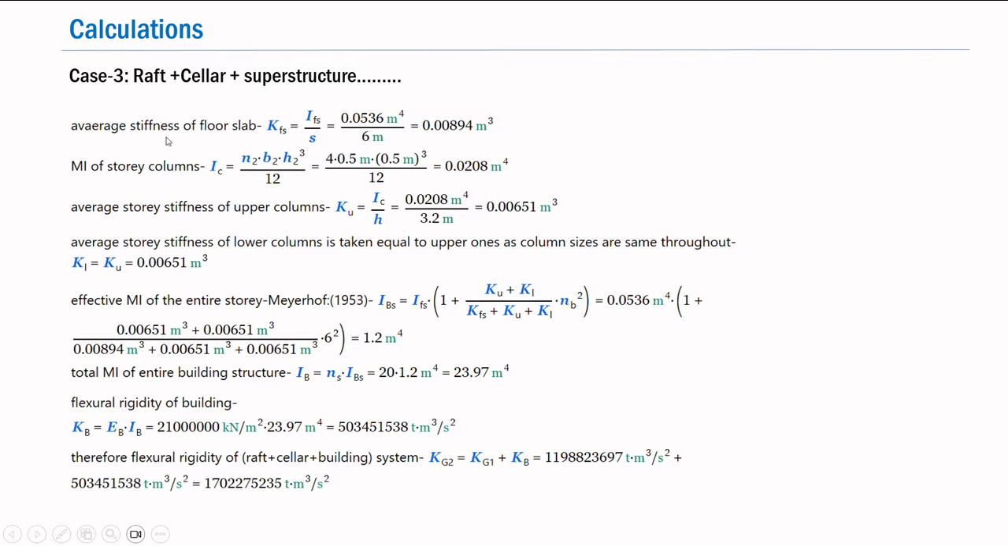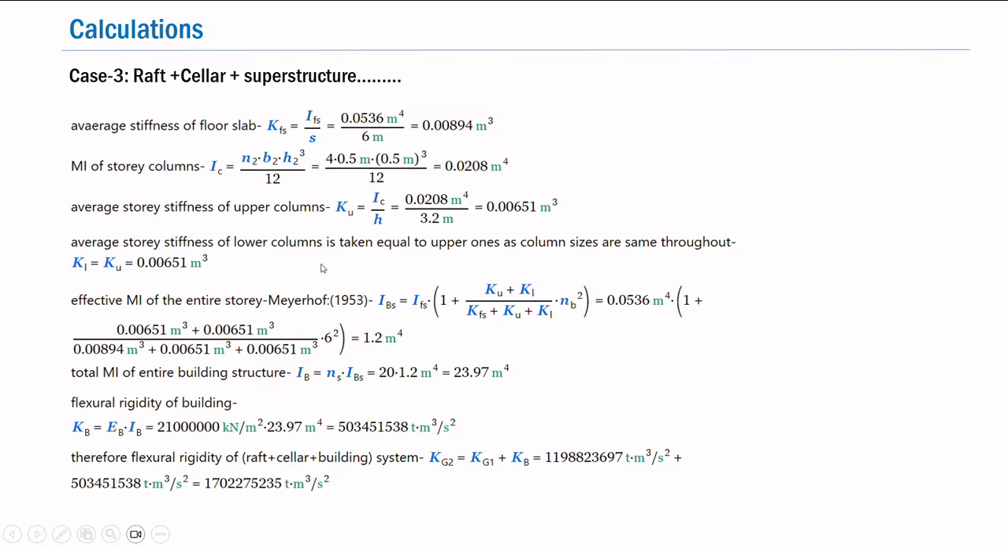Having calculated the stiffness of the floor slab, we are ready to proceed to evaluate the stiffness of the columns. So obviously we proceed first with the calculation of the moment of inertia of the story columns as IC, that is number of columns into its moment of inertia, and that works out to be 0.0208 meter raised to 4. Now we proceed for the calculation of the average story stiffness of the upper columns, that is nothing but the moment of inertia of the column divided by the story height, and that evaluates to be 0.00651 meter cube.